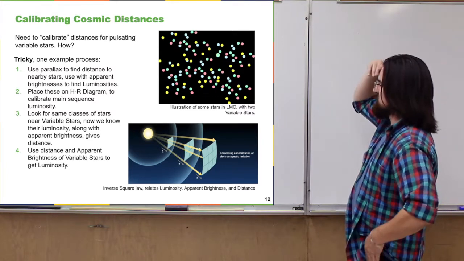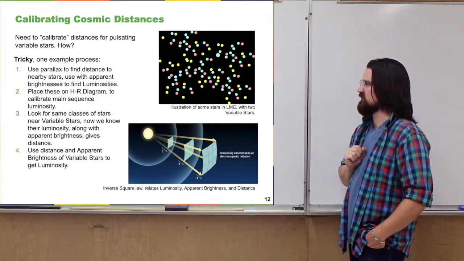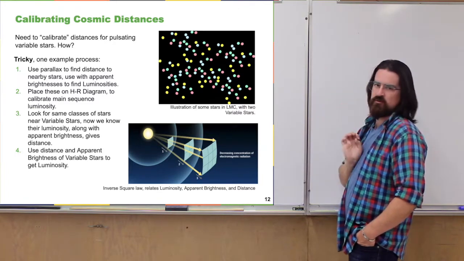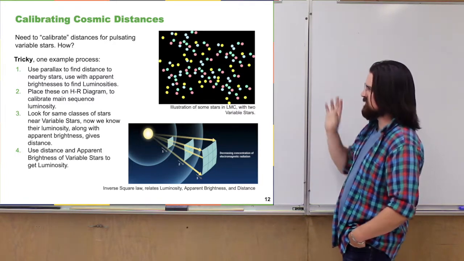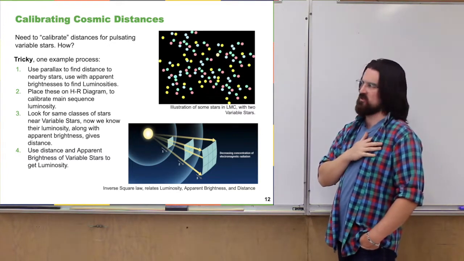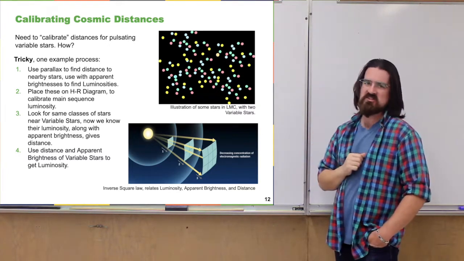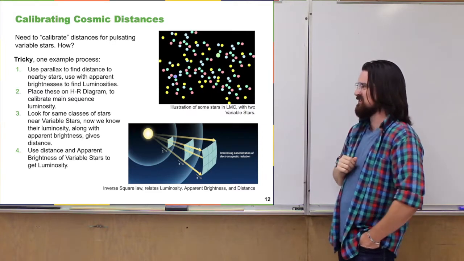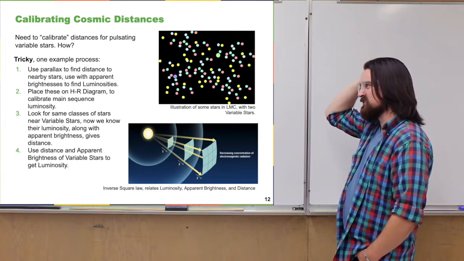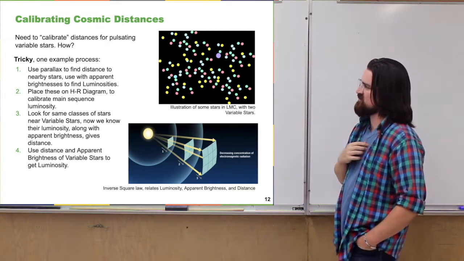Just a little animation here of, almost cartoonish, some stars in a star field, and there's a couple of pulsing variable stars in there. That might be something we can look at. So how do we go about calibrating for these luminosities? Well, it's not that easy. It's kind of tricky. But I tried to put it simply here in this 4-step process, right?